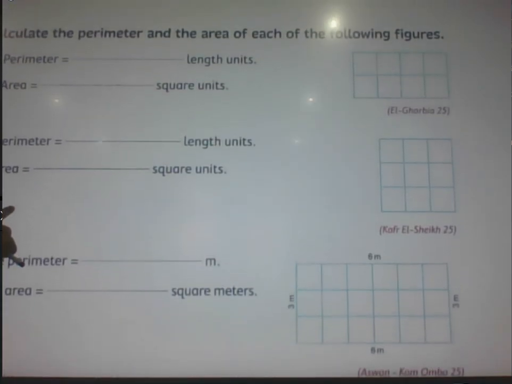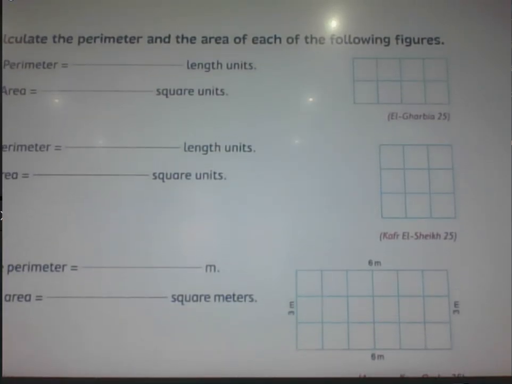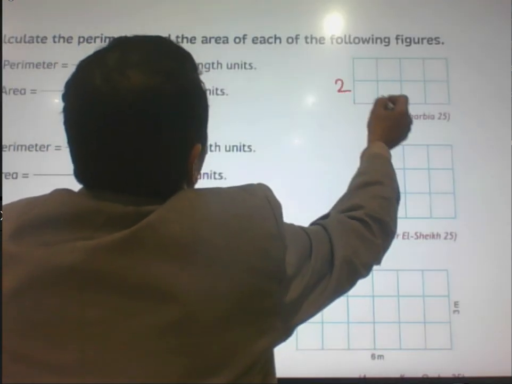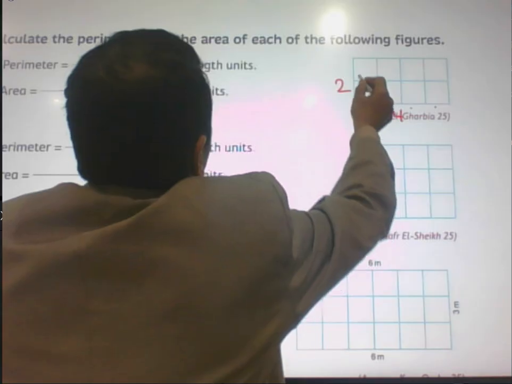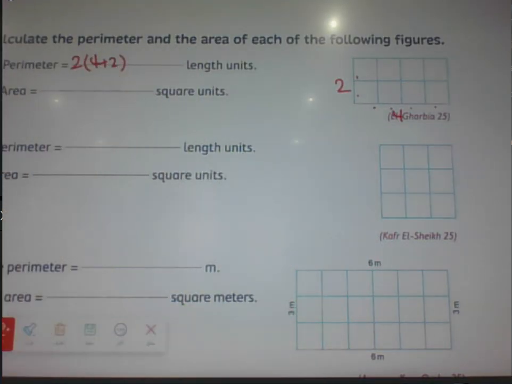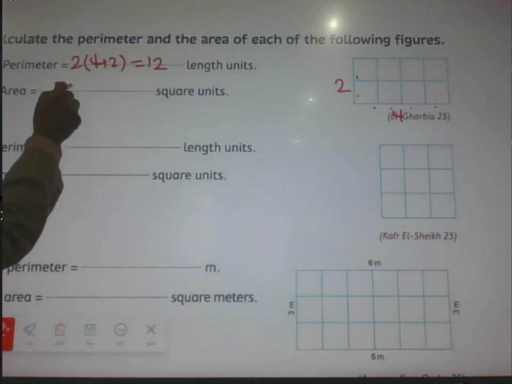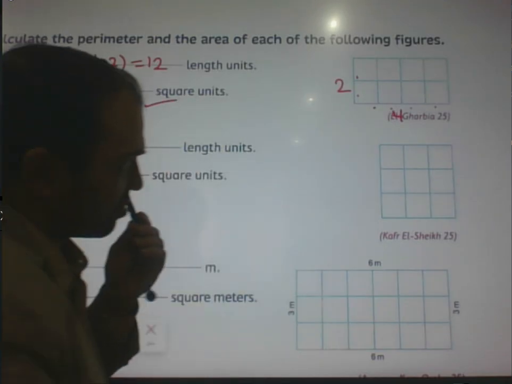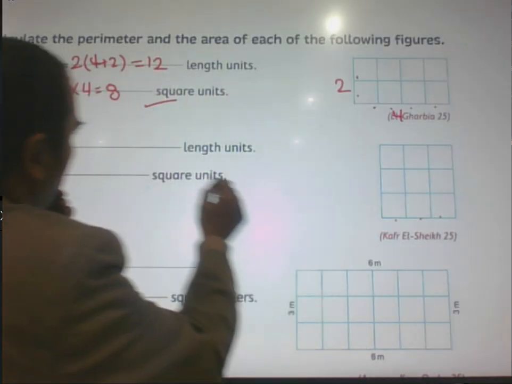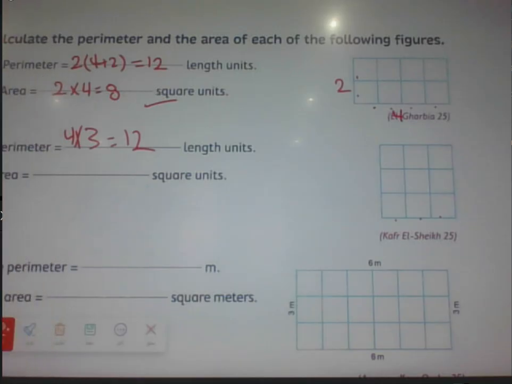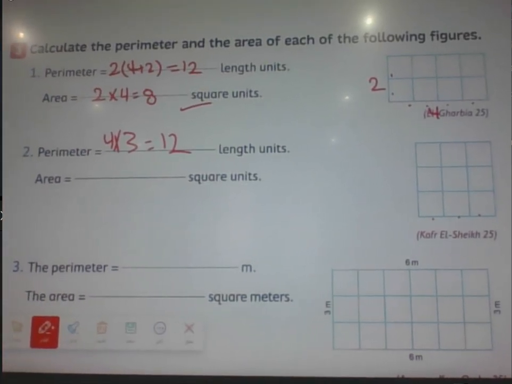Next question. Look with me here. The perimeter. Here we can find how many units we have: 2 units, and 1, 2, 3, 4, so 4 units. Then the perimeter equals twice the sum of length and width. 4 plus 2 is 6. 6 times 2 equals 12. And the area is the product of the two dimensions, width and length. 2 times 4 equals 8 square units. And we can also find the perimeter of the square: we have 1, 2, 3, the dimension is 3. The perimeter equals 4 times 3 equals 12 length units.